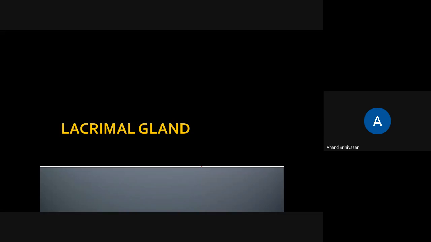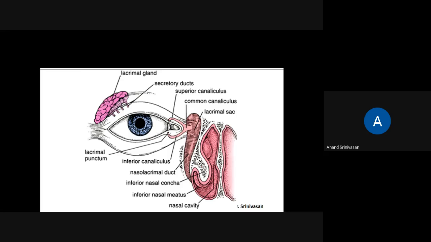Coming to the lacrimal gland, what is the lacrimal gland? This is a gland which is present on the lateral aspect of the eye. Here you can see the lacrimal gland. This is the medial aspect, and here you can see the nose. The lacrimal gland is also called the tear gland. It is the one which helps in production of the tears.